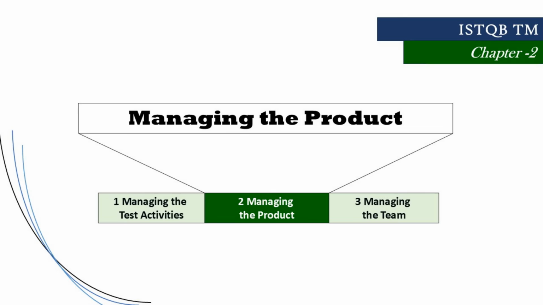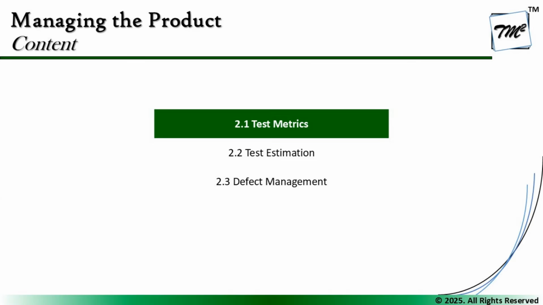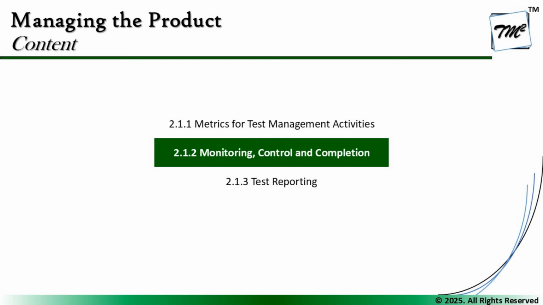Welcome back to another tutorial on ISTQB Advanced Level Test Management Certification. We are in chapter 2 talking about managing the product, and we are still with the first segment, that is 2.1, the test metrics. And today, as a part of this tutorial, we'll be talking about the next sub-segment, that is 2.1.2, monitoring, control, and completion, and would like to understand how these metrics are used within monitoring and controlling, which is basically an activity throughout the life cycle.